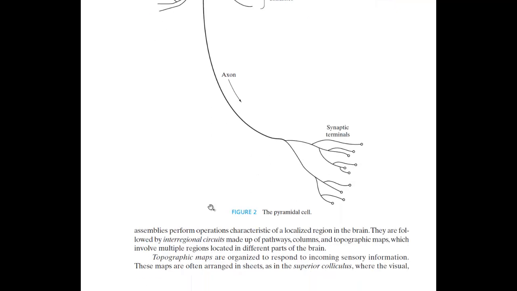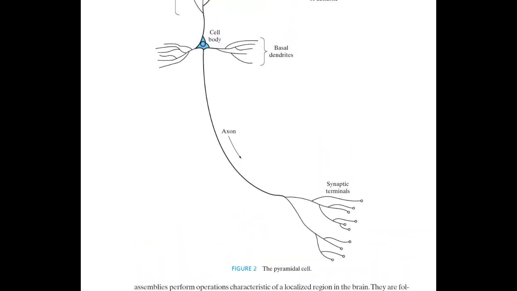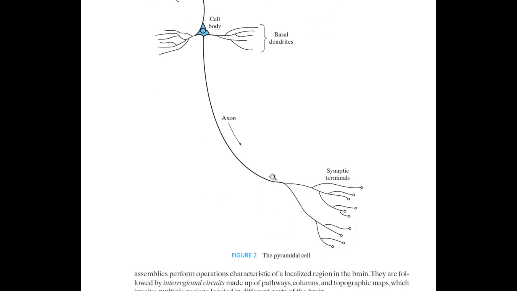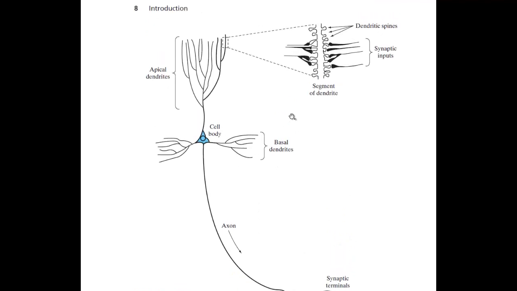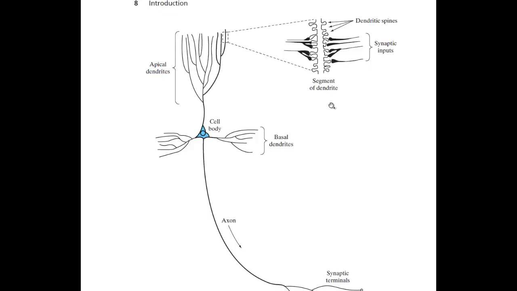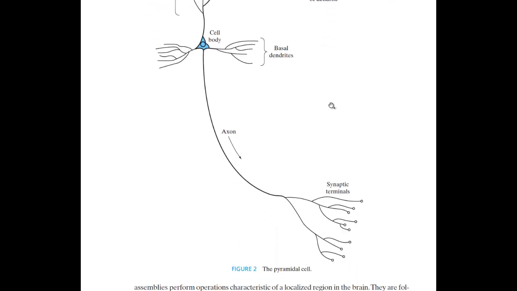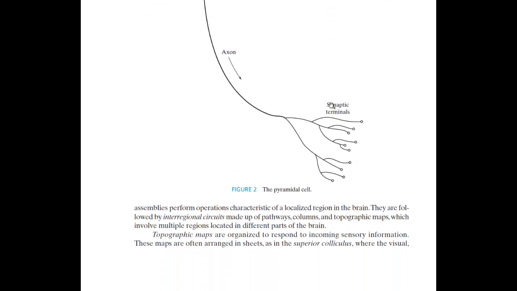Now coming to the pyramidal cell. This is nothing but the structure of our neuron. So what is this neuron? Neuron is the basic thing that is transferring the information. So what does your neuron have? Your neuron has synaptic terminals, axon, cell body, basal dendrites, apical dendrites, dendritic spines, synaptic inputs, segment of dendrite. So this is a very clear structure of the pyramidal cell, that is your neuron.